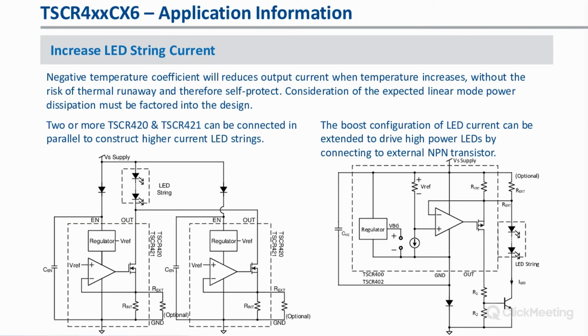These are typical circuits, here you see on the bottom, to increase the current. Otherwise, we should also mention, of course, that the IC has a negative temperature coefficient, so there's no risk of thermal runaway. You always have to watch out for power dissipation in the IC when there's a big difference between the VCC and the LED string current. It has to be dissipated in the IC in this case.